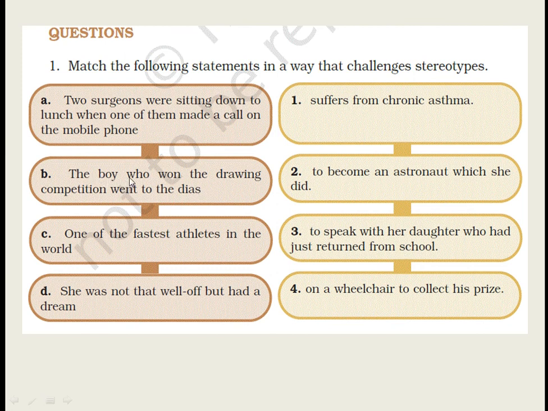The boy who won the drawing competition went to the dance. So on a wheelchair to collect the prize as winning, so moving to receive the prize. One of the fastest athletes in the world suffers from chronic asthma. She was not well off but had a dream to become an astronaut, which she did. So let's check out the correct answers.